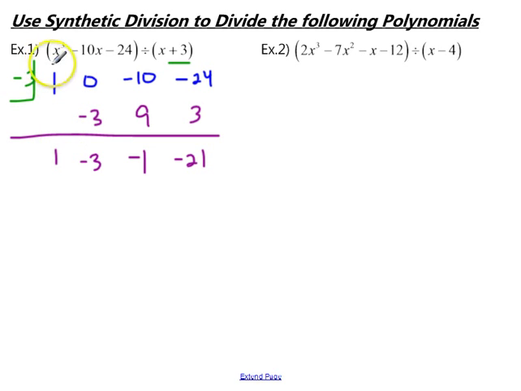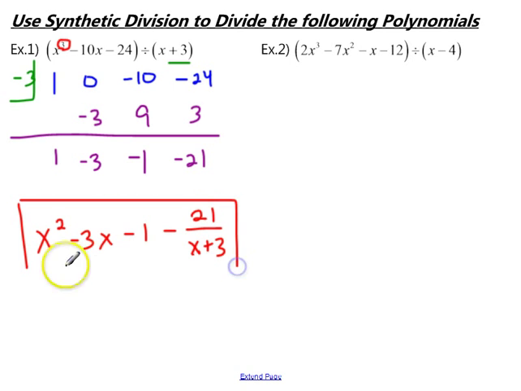Remember, you start with the exponent that is 1 degree less than your original polynomial. So we'll have a leading coefficient of positive 1 times x squared minus 3x minus 1. And then that negative 21 is our remainder, and we put it over our divisor, x plus 3. And here's our final answer.